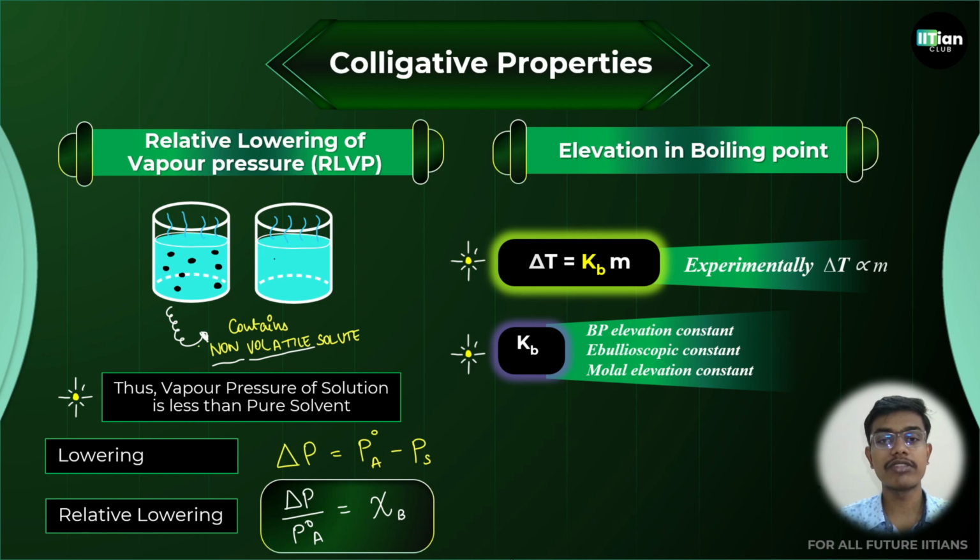Mathematically, we have found out that this change in temperature is directly proportional to the molality of the non-volatile solute. And to remove that proportionality, we'll introduce a constant, which is Kb in this case. Kb is the boiling point elevation constant, which is also known as the ebullioscopic constant and molal elevation constant. You have to know the formula, and based on the formula, we'll have more and more questions in JEE or NEET or any competitive examinations. I hope you got this concept.